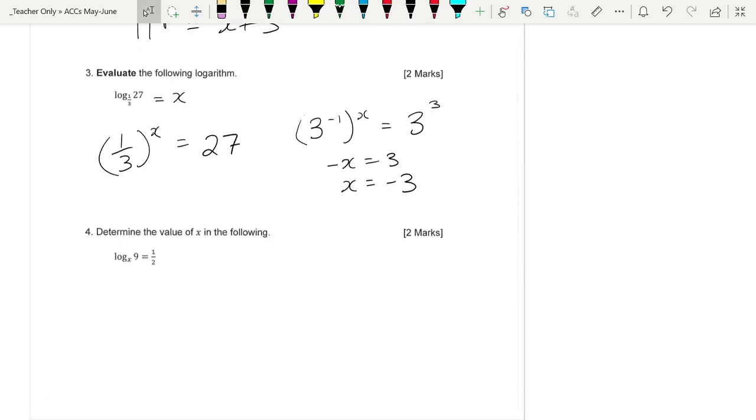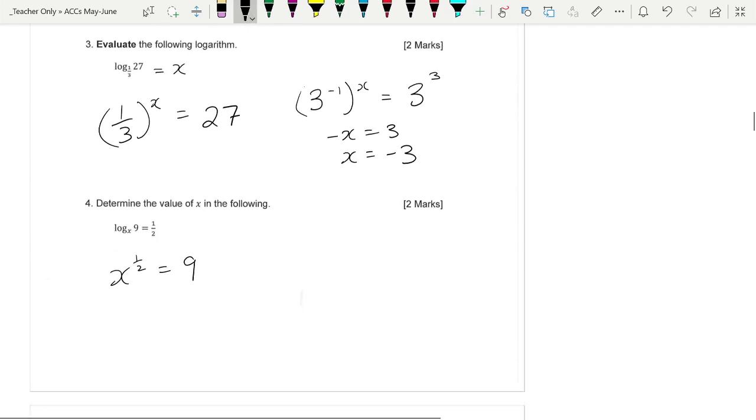All right, now this one's set up as an equation for me, and this time I have x to the power of 1/2 is equal to 9. You can switch that to radical form if you like. Square root of x is equal to 9. So square both sides of the equation, and x would equal 81. And there we go. There's our ACC.